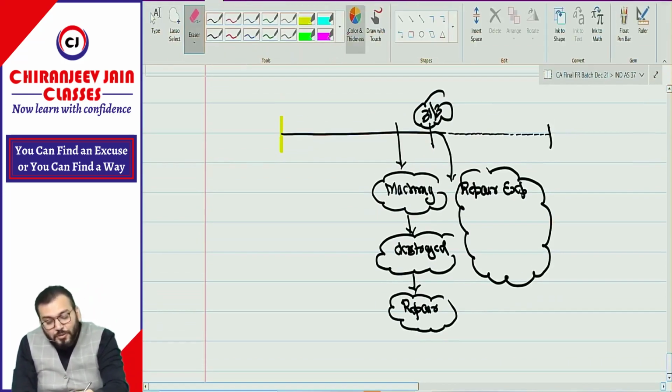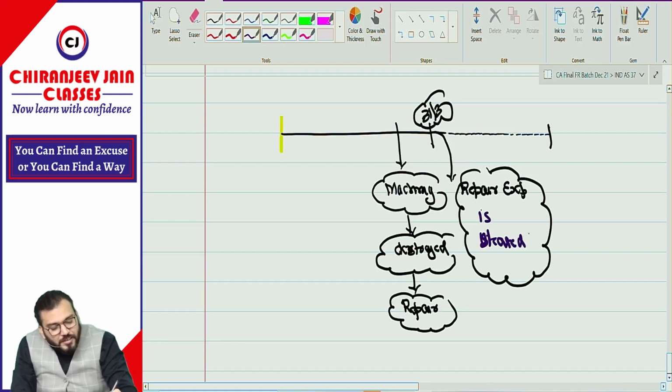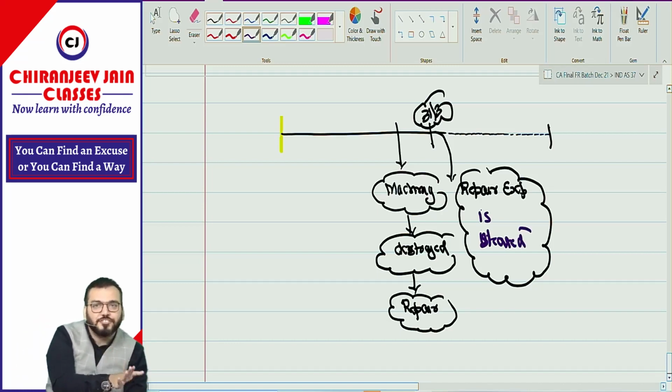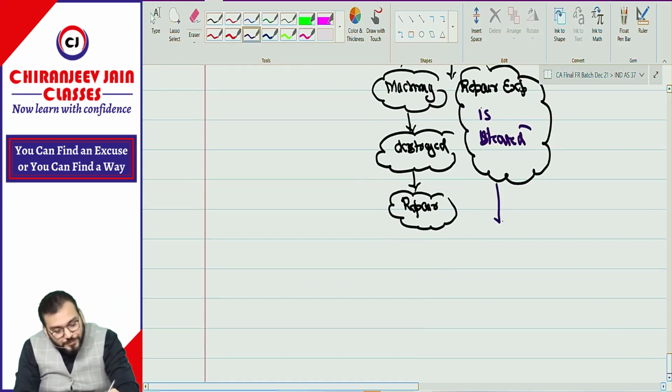Understood now? So can I say in this way, the repair activity is commenced, but not yet completed. Quite possible. You require provision for repair or not? Provision for repair.